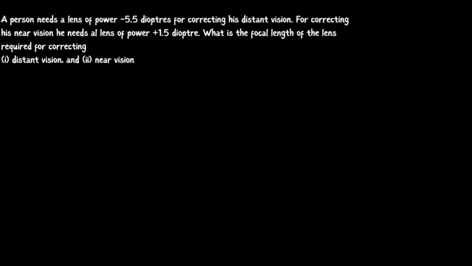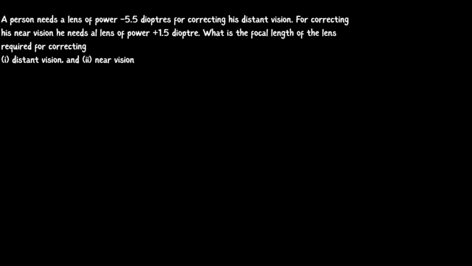So let's solve this problem. A person needs a lens of power minus 5.5 diopters for correcting his distant vision. For correcting his near vision, he needs a lens of power plus 1.5 diopter. What is the focal length of lens required for correcting? So we have to find out.